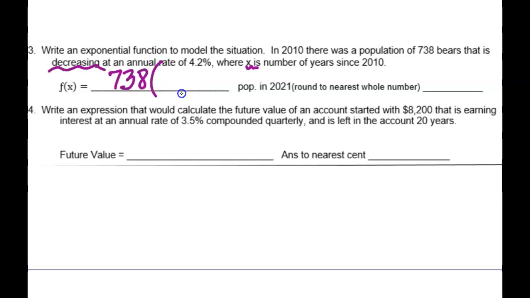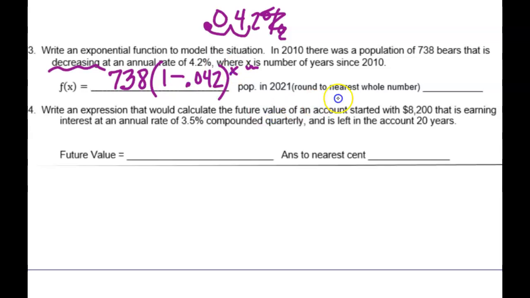Is it 1 plus or 1 minus? It says decreasing, so it's 1 minus. But 4.2%, what do we have to do to that? Yes, move it 2 places to the left to get rid of that percent symbol. So then you have 0.042. And then it is to the power of time. And for this part, we're going to put in what? From 2010 to 2021 would be 11 years.